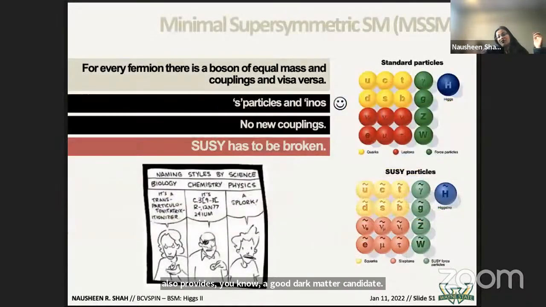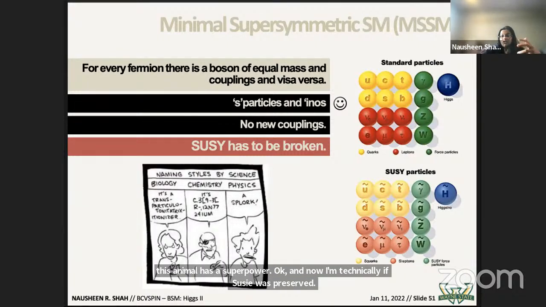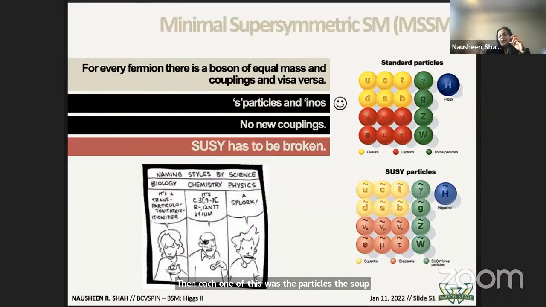So we usually start off with what's called the minimal SUSY model, the MSSM. And that's just saying that everything in the standard model has a superpartner. Okay. And now, technically, if SUSY was preserved, then each one of the SUSY particles, the superpartners, would have to have the same masses as well as the couplings. Okay. But we know observationally that can't be true. We know that SUSY has to be broken.